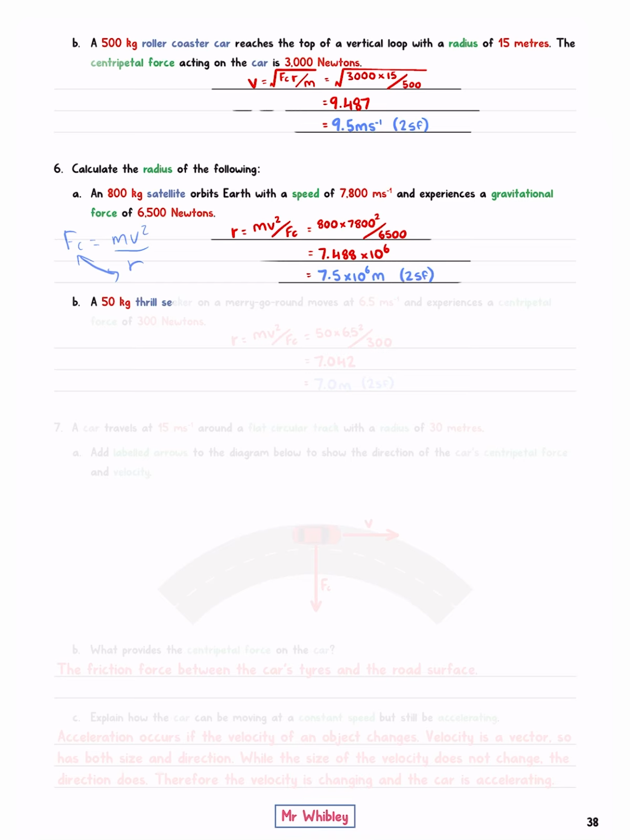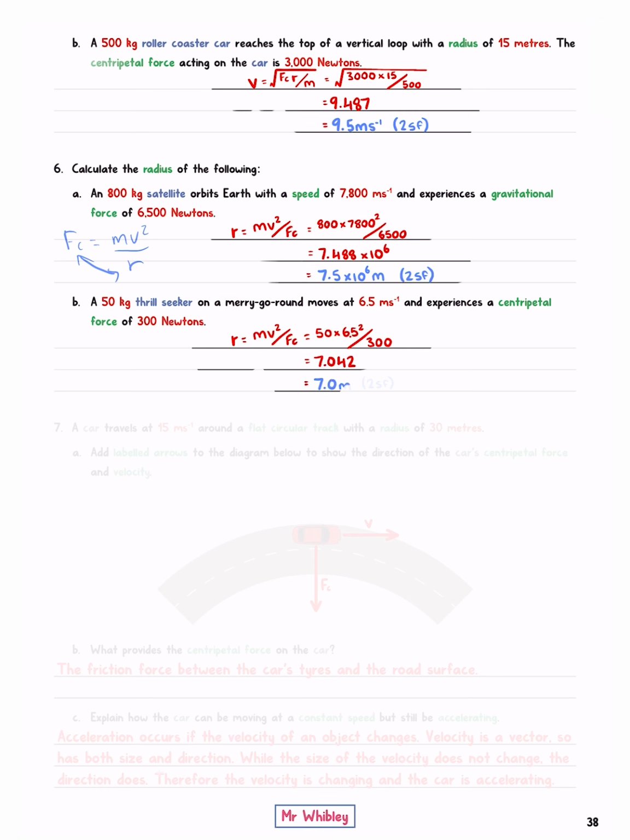A 50 kilogram thrill seeker on a merry-go-round moves at 6.5 meters per second and experiences a centripetal force of 300 newtons. Using our radius equation that we found above, putting in our numbers, gives me 7.042 or 7.0 meters to two significant figures.